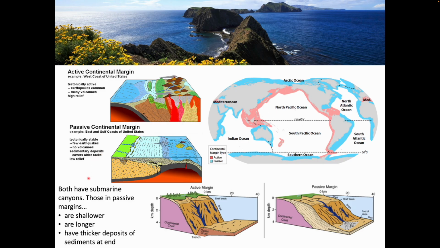On both active and passive continental margins you find submarine canyons. These canyons in the edge of the continental shelf are the result of continental sediments scouring out canyons, as well as underwater currents and underwater landslides. But in passive margins, these submarine canyons are usually shallower, longer, and have thicker deposits of sediment. On an active margin, they're usually pretty short and pretty steep, and oftentimes will terminate into the subduction zone trench between the continent and the ocean crust.